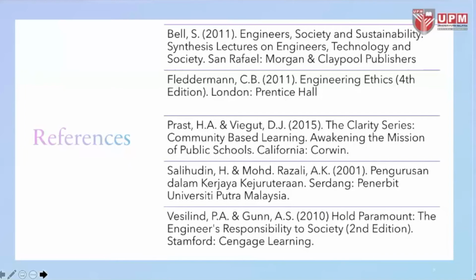So these are just the list, and the one at number 4, the book by Engineer Salahuddin and Engineer Razali, both of them are from the civil department. Both of them unfortunately are already retired. It's about pengurusan dalam kerjaya kejuruteraan, which is management in the engineering career, published by Universiti Putra Malaysia. I don't know whether you can get it from the bookstore, but it is definitely available in the university library, the faculty library.